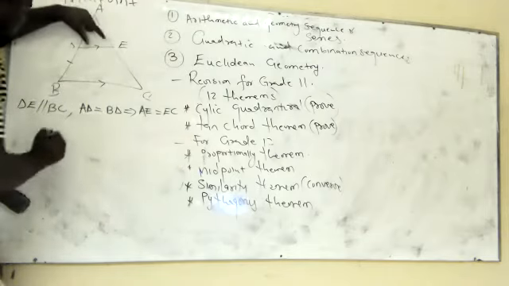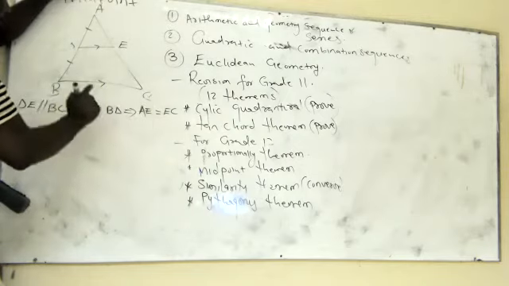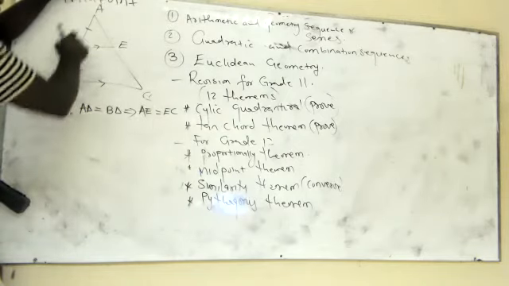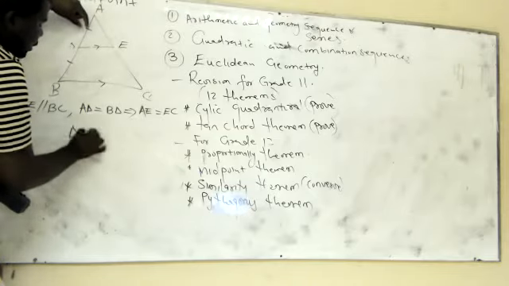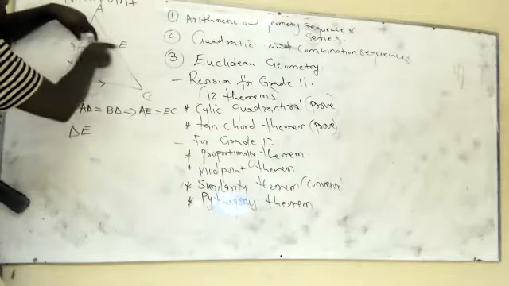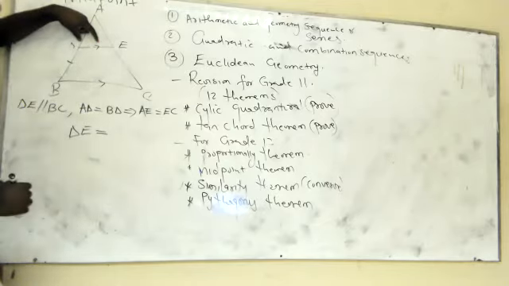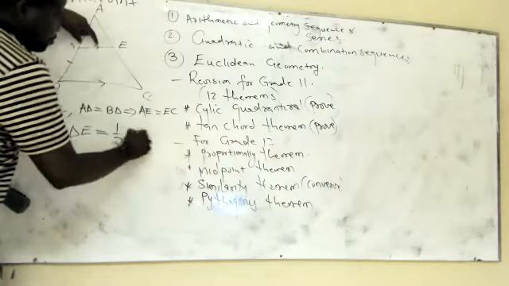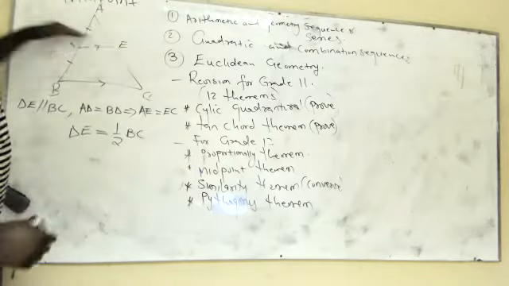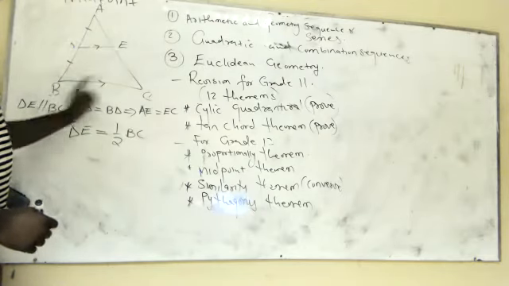So the midpoint theorem says that if these assumptions are met, the first one, the parallel lines, the second one, this side, they must be equal, then DE, which is this line, is going to be equal to half of BC. So the line DE is going to be equal to half of BC.